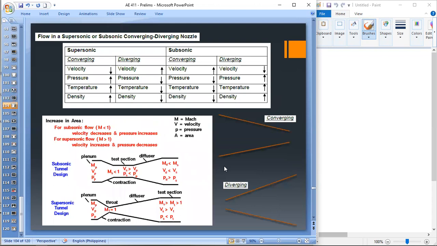Okay? So, for flow in a supersonic or subsonic converging-diverging nozzle, it says that at subsonic speed, for the converging section, we have a figure here because some people forget. When the flow enters the converging section, our velocity increases, and the pressure, density, and temperature decrease. In the diverging section, the speed slows down because the area gets bigger, and the pressure, temperature, and density increase.